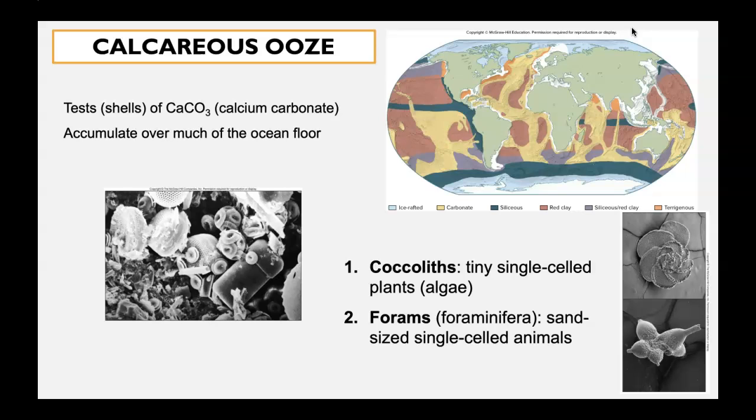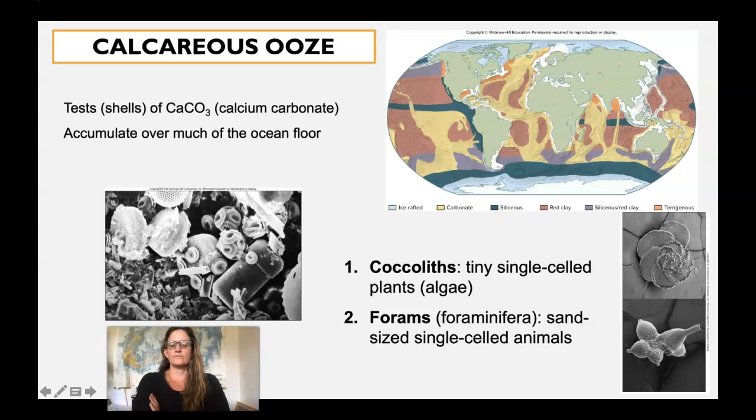Okay, the first ones are the calcareous ones. These have hard parts that are made out of calcium carbonate. Calcium is Ca, carbon is C, and O is oxygen. That makes up the calcium carbonate molecule. And these accumulate over much of the ocean floor. So look at the map everywhere where it's yellow. In other places, they are also accumulating, but maybe in not as high a quantity.